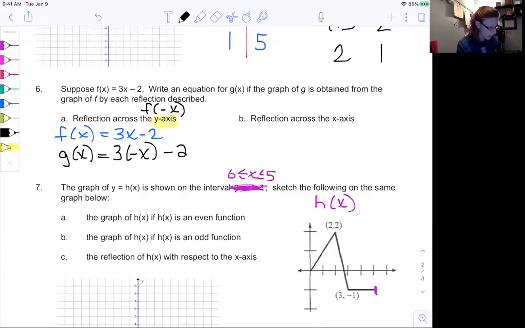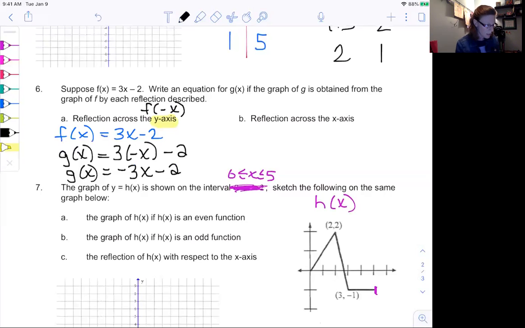Well, if I simplify that, I have 3 times negative x. Well, that's negative 3x and then negative 2. So my new function, or my line that would have a reflection across the y-axis, would be negative 3x minus 2. So the slope becomes negative, and then therefore it's reflecting over the y-axis.